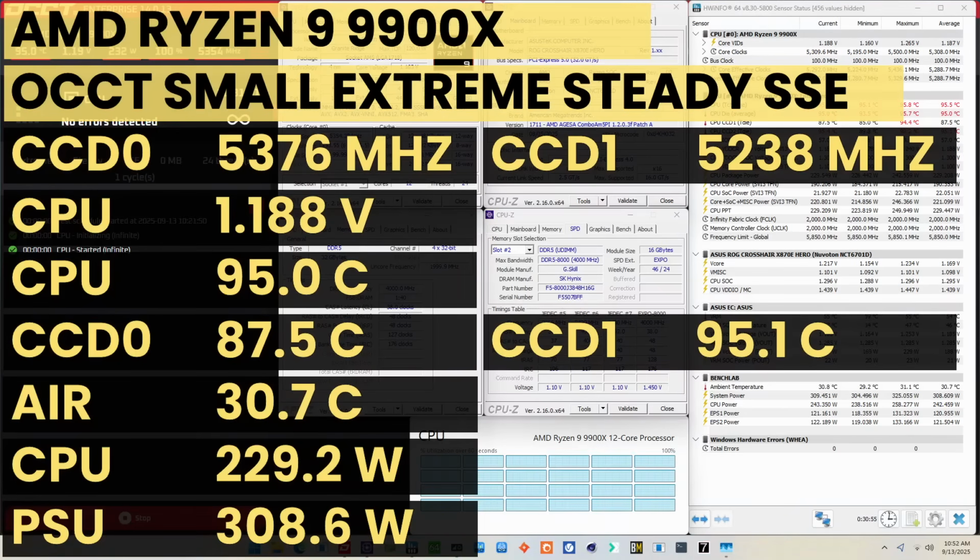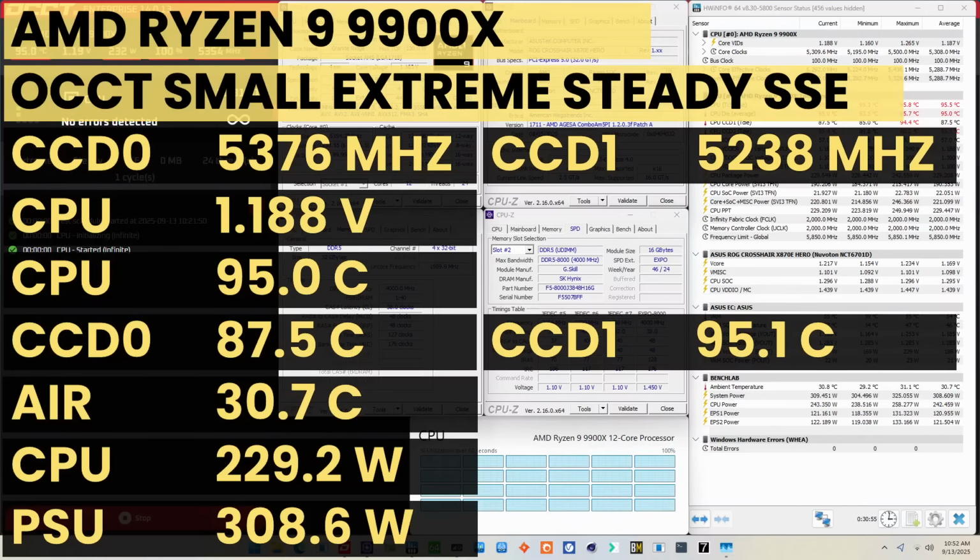When running the OCCT CPU SSE stability test, the average CPU CCD0 effective clock is 5376 MHz and CCD1 effective clock is 5238 MHz with 1.188 volts.